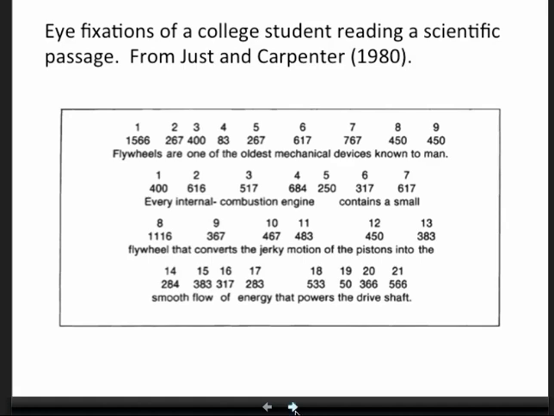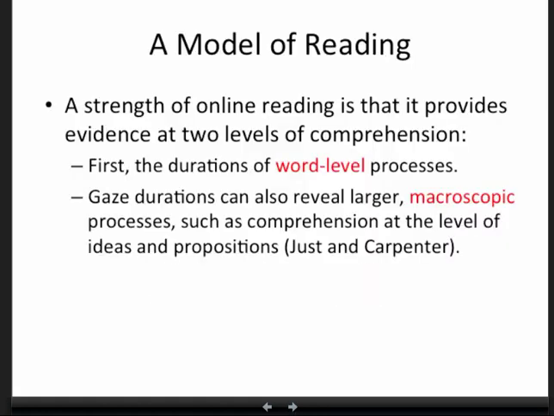Okay, so all of this has had to do with online reading, and one of the strengths of studying online reading has to do with the duration of the word level processes, as well as looking at the gaze durations. Even though it's based on some assumptions that aren't entirely true, it's still helpful, and it does give us kind of an idea of what's going on in a person's head while we comprehend and understand language. And in some ways, understanding written language can also help us to understand verbal language, which we'll get to later.